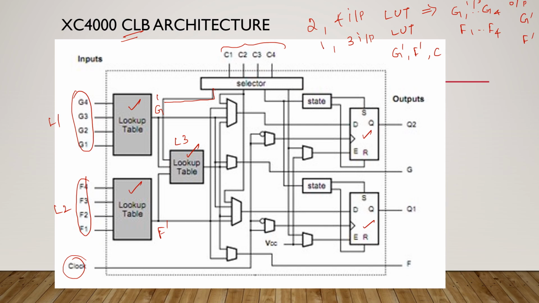So in the total CLB, how many inputs we have? This is 4, and here 4. This clock is 1, totally 9, and here also 4. So totally the CLB has 13 inputs, right? How many outputs? Totally it has 4 outputs.